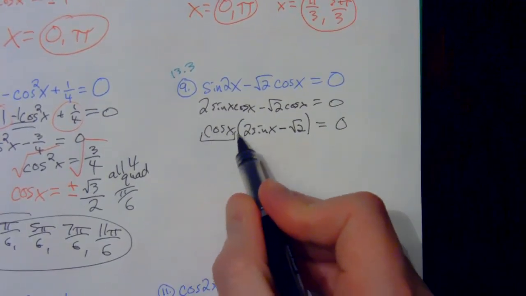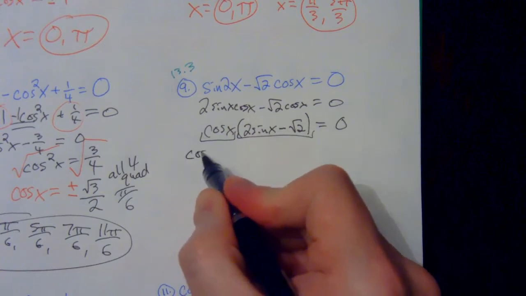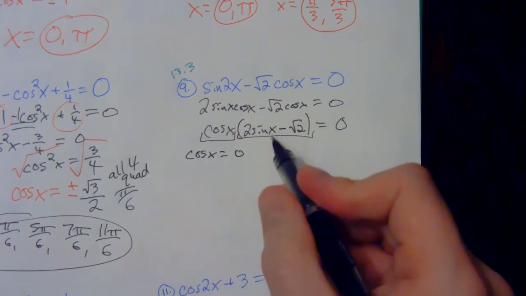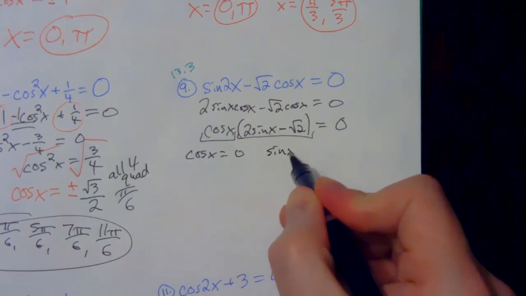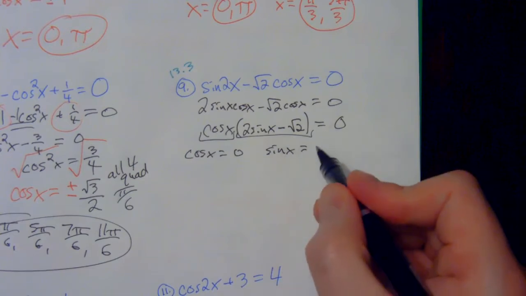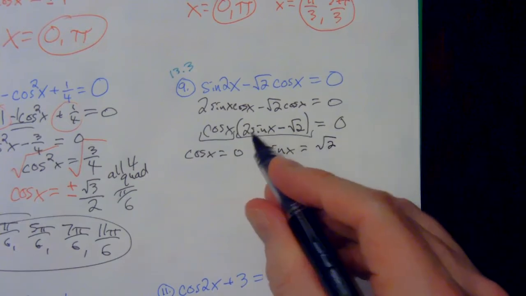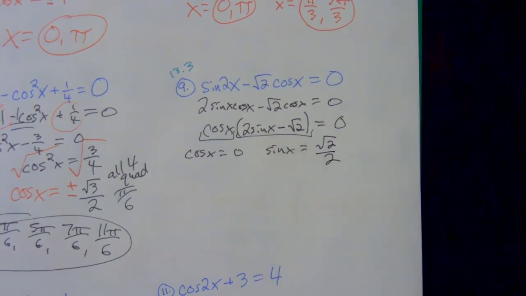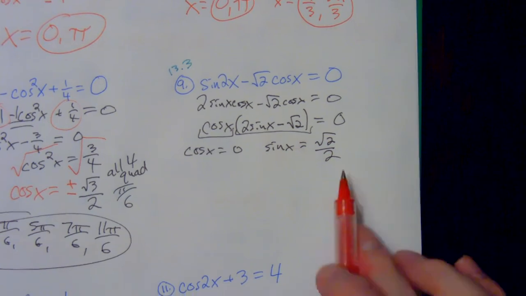So I'm going to set each one of these factors equal to 0. So I'm going to get cosine is equal to 0. And then here, when I move this stuff over, I'm going to add the square root of 2 to both sides. It becomes positive. I'm going to then divide both sides by 2. So then I get radical 2 over 2. So I get something I'm familiar with. And then this is like our normal stuff there.